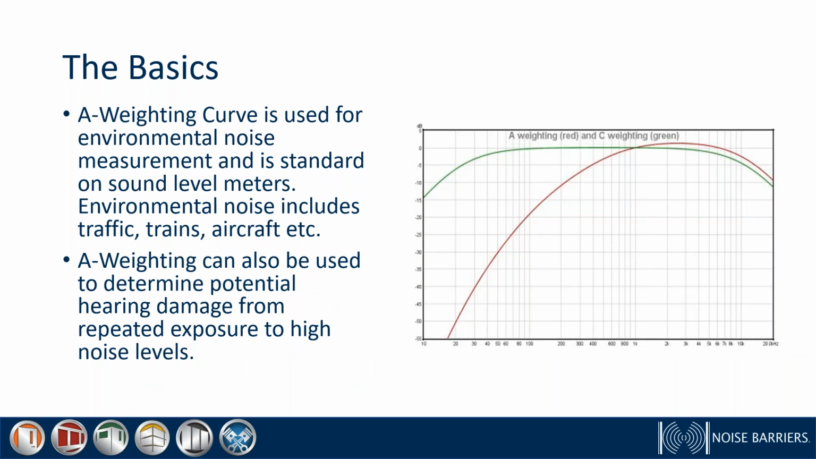So the A-weighting curve is often used for environmental noise measurement, and it's standard on a sound level meter. If you're using a sound level meter to measure sound, you would think of environmental noise, including traffic, trains, aircraft, anything that you would hear out in different environments. This A-weighting curve can also be used to determine potential hearing damage from repeated exposure to high noise levels. So think of OSHA requirements if you're in a warehouse or a factory setting, where you have large generators and large machinery that's making a ton of noise.